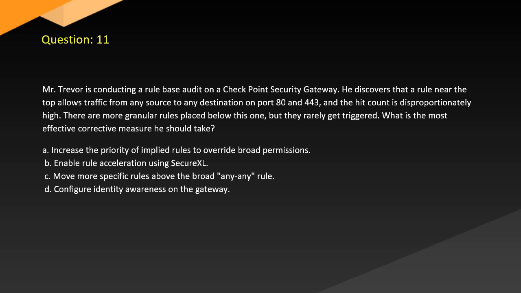A. Increase the priority of implied rules to override broad permissions. B. Enable rule acceleration using SecureXL. C. Move more specific rules above the broad Any rule. D. Configure Identity Awareness on the gateway.